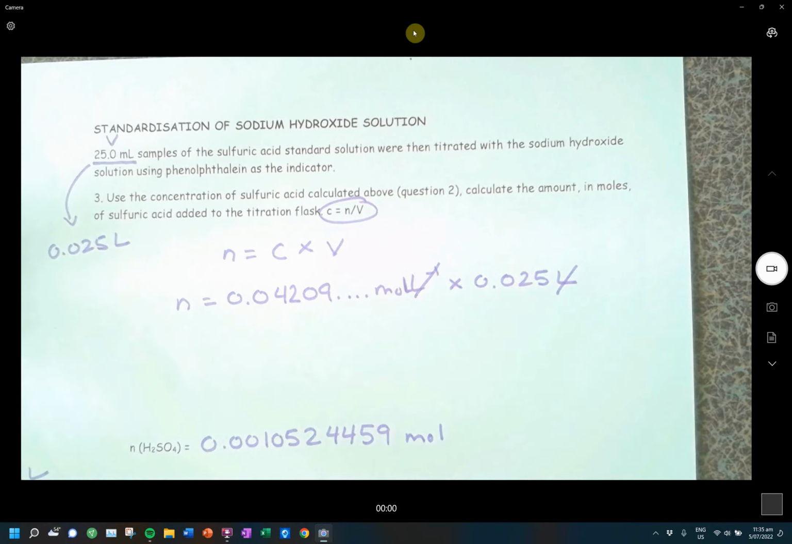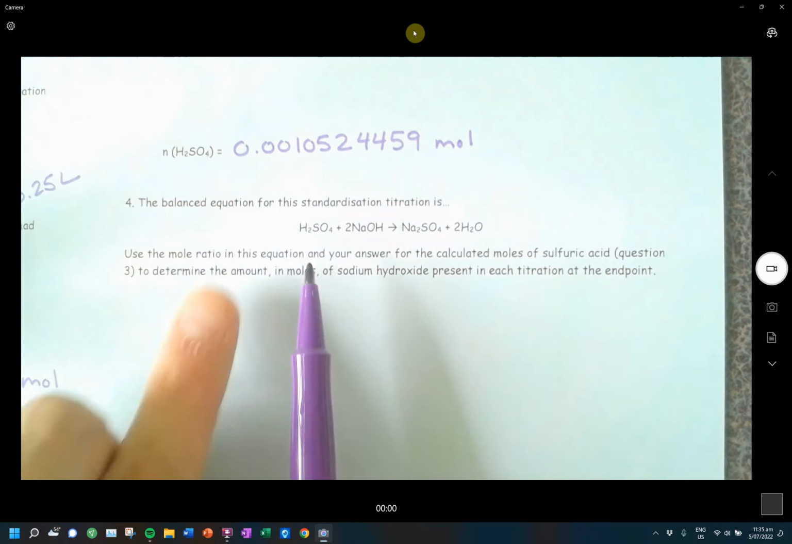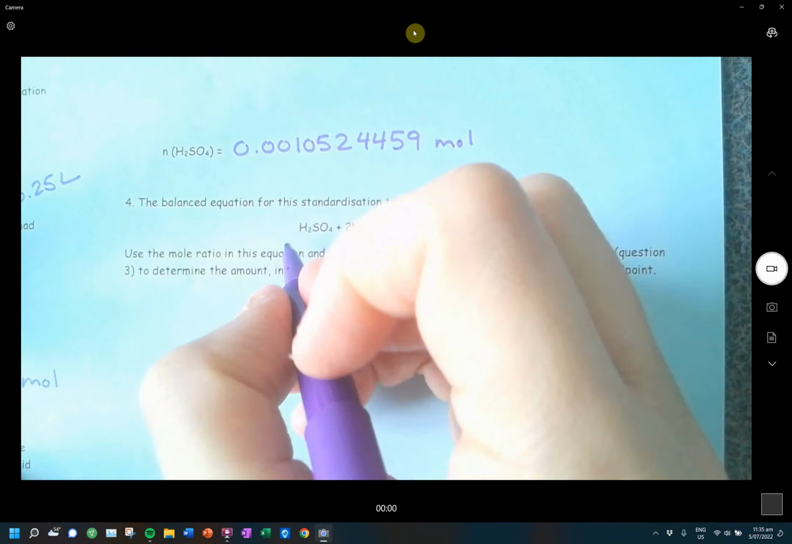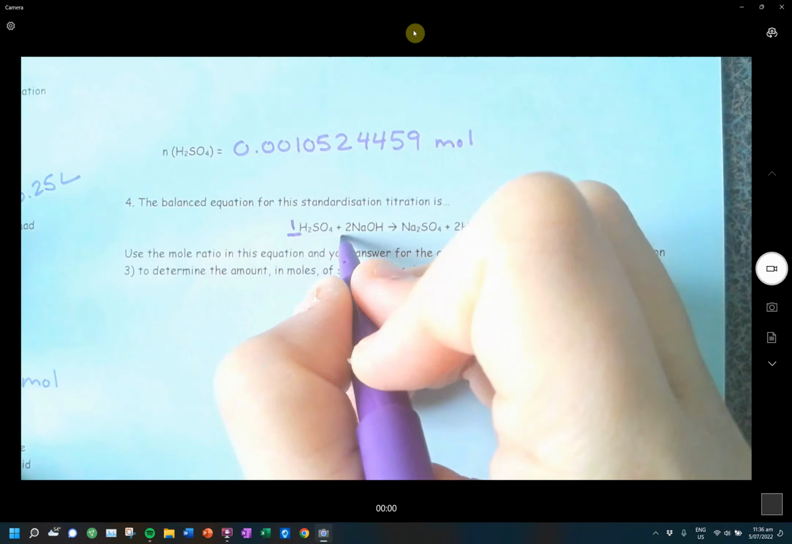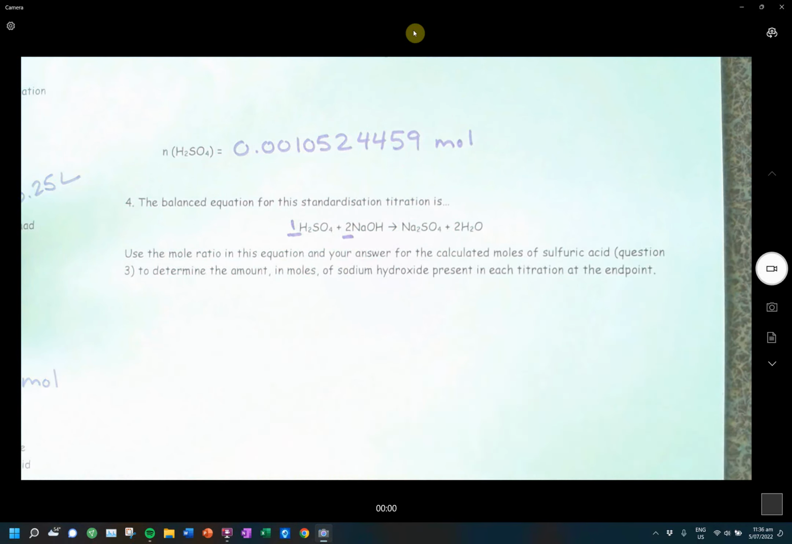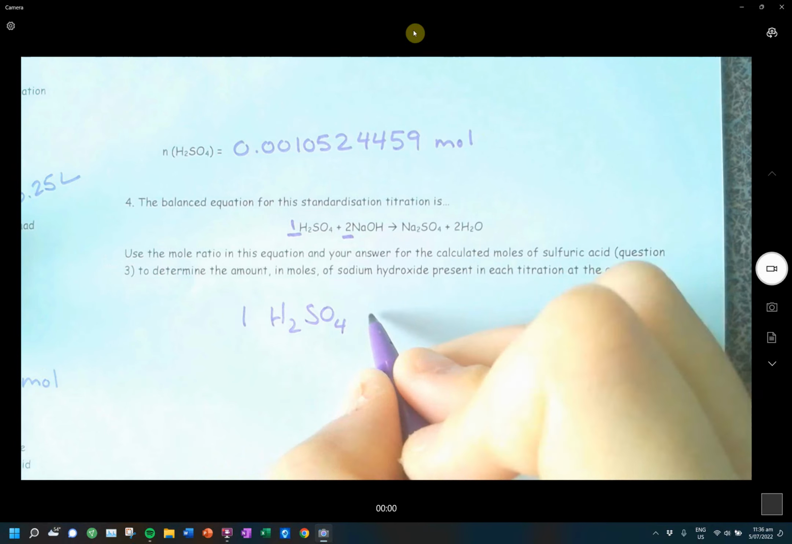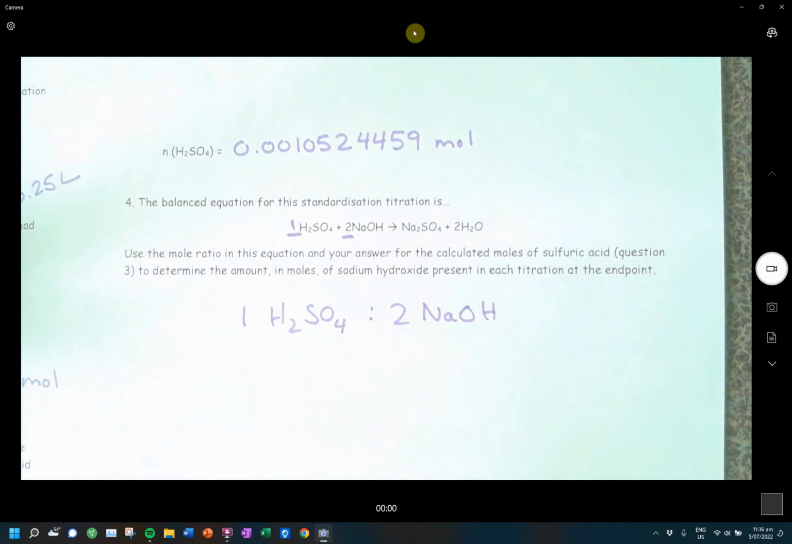Keep going. All right, now we talk about stoichiometry, which is using the ratios in the equation to state, okay, if I had this much of sulfuric acid, how much would I need of the sodium hydroxide? So I see here that there's no number in front, so that's just a 1. And I see how this is a 2. So I have a 1-to-2 ratio of the sulfuric acid to the sodium hydroxide.